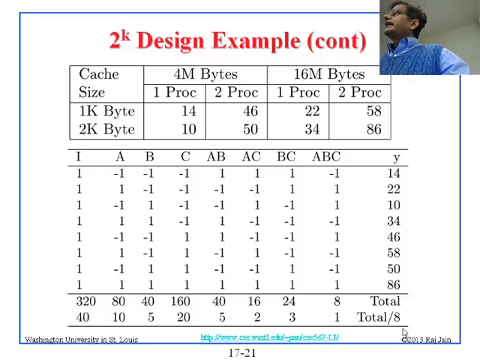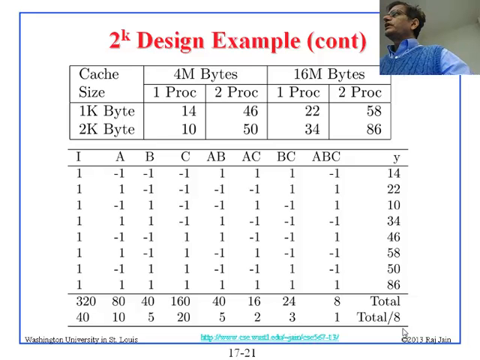We take A, that means minus 14 plus 22 minus plus minus plus, and then that will come out 80, and so on and so forth. So that is the total row. Since it is a total of 8 rows, we divide by 8. So this is the mean row. And that is 320 by 8 is 40, 80 divided by 8 is 10, and so on and so forth. And these are the effects.